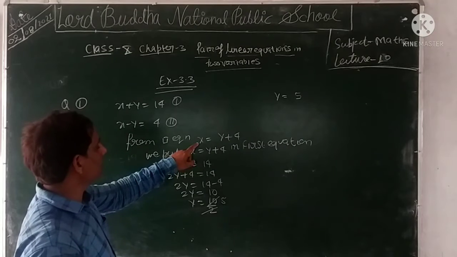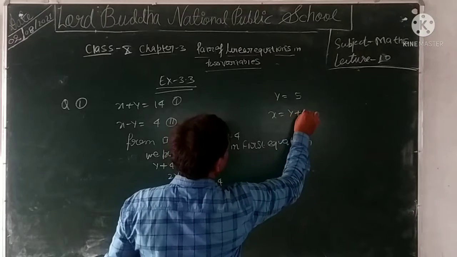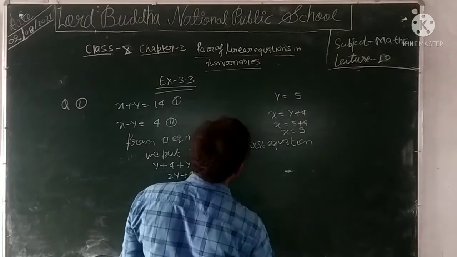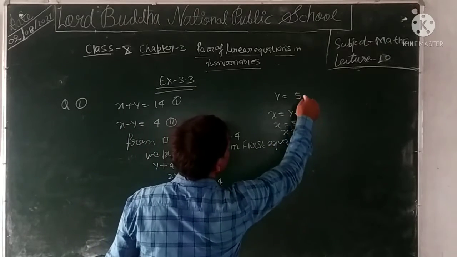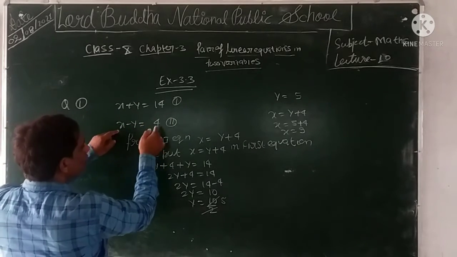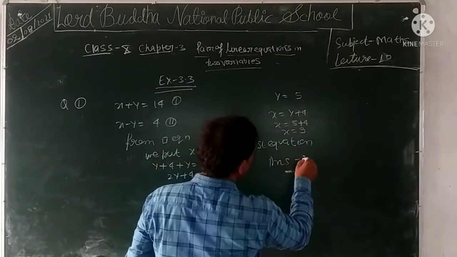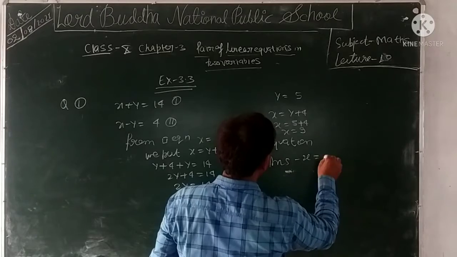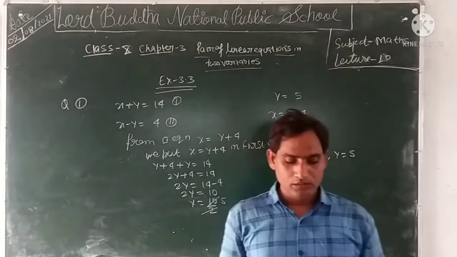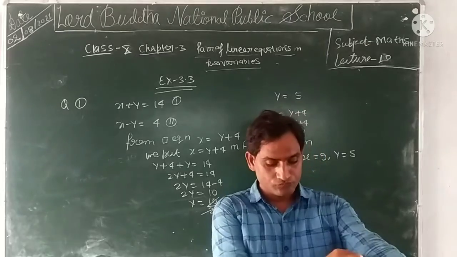From this relation we see that x equal to y plus 4. Hence, x equal to 5 plus 4, x equal to 9. If you put 9 and 5 in place of x and y, we see that 9 plus 5 is 14, and 9 minus 5 is 4. Hence our answer is correct. Answer: x equal to 9 and y equal to 5. In this way you will solve a pair of linear equations by substitution method.